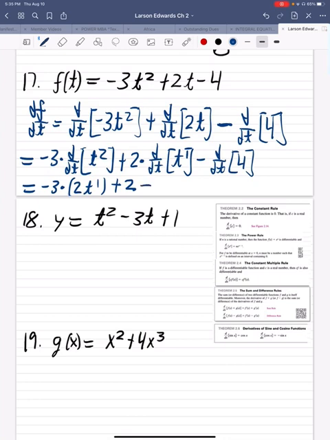Minus, the constant rule says that the derivative of any constant is 0. So we say minus 0. In this term, negative 3 times 2t, which is negative 6t, plus 2 minus 0. That's the derivative.